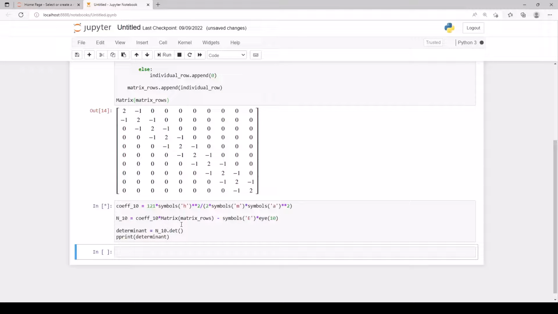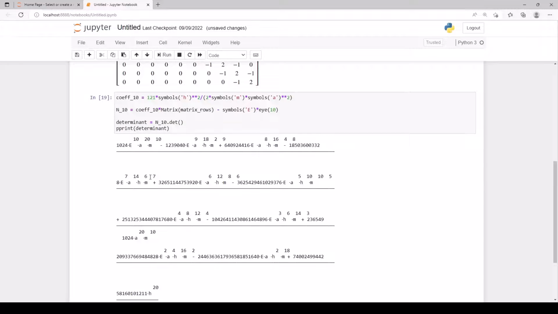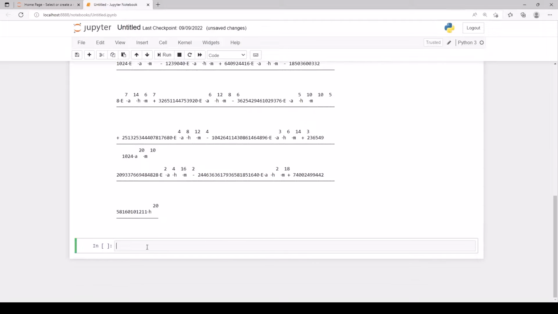So once again, Python does not work very well with these very long equations. So it has solved it. It has given me a polynomial expression with E to the 10th, so up to 10th order. Next, we're going to solve for the eigenvalues.